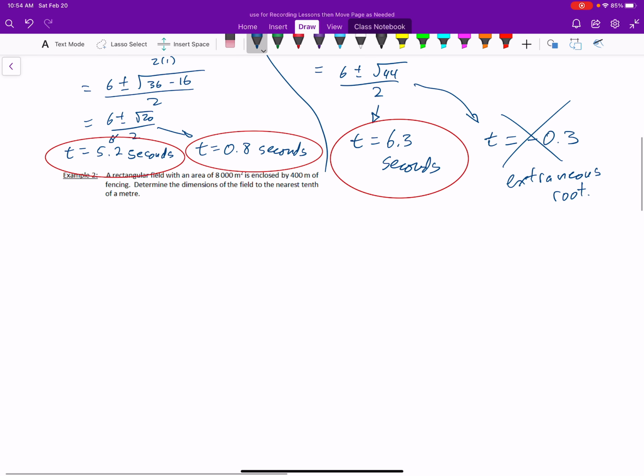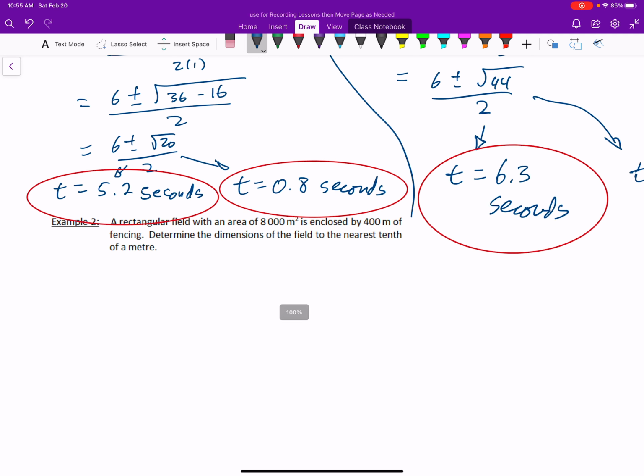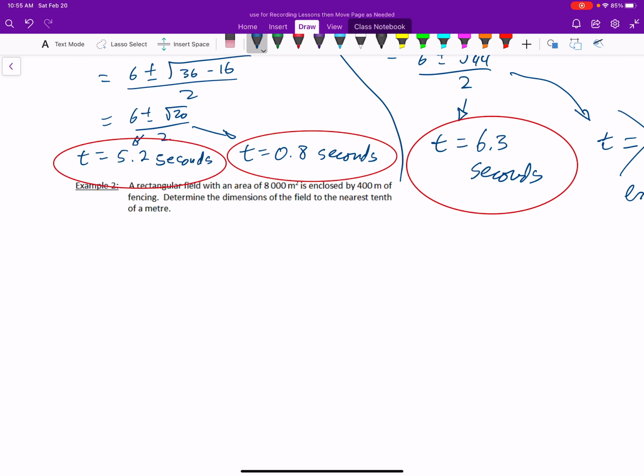All right, what else do we have? A rectangular field with an area of 8,000 square meters is enclosed by 400 meters of fencing. Determine the dimensions of the field to the nearest tenth of a meter. All right, so again, sketch. That could be really helpful, couldn't it?